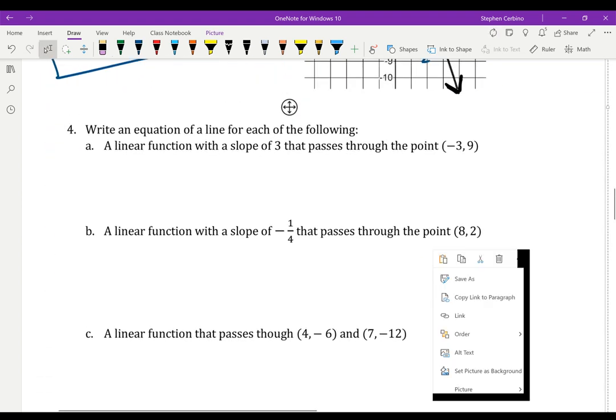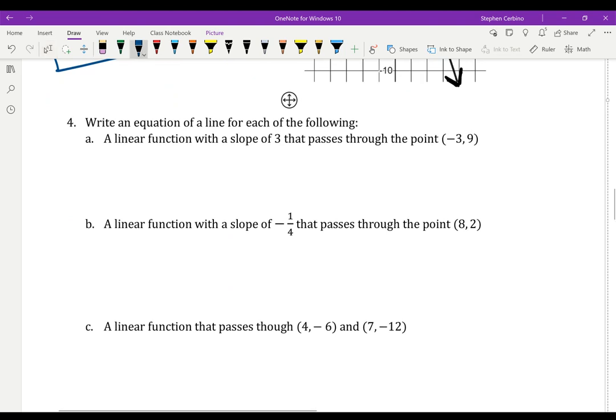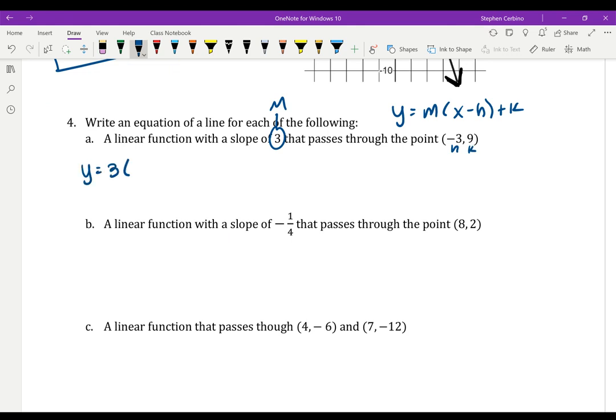For number 4, this is just more practice with that new form of the equation of a line, y equals m times x minus h plus k. So here we have our m, here we have our h, and here we have our k. So I can say y equals 3 times x plus 3 minus negative 3 is a plus 9. Distribute the 3 and combine like terms.